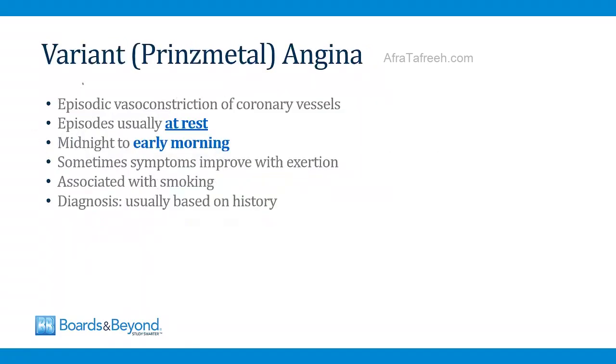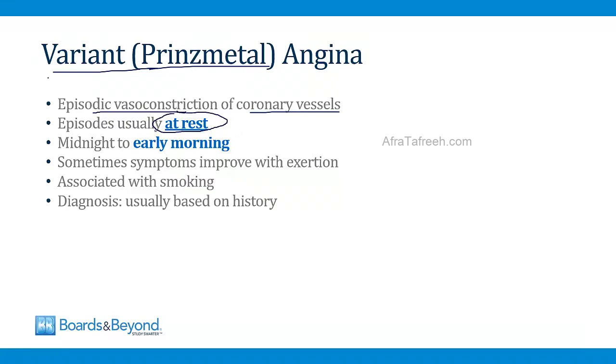So now let's move on from stable angina and talk about what's known as variant angina. It's also sometimes called Prinzmetal angina. Variant angina has little to do with atherosclerosis. It's caused by episodic vasoconstriction of coronary vessels. So these patients will abruptly develop the onset of ischemia and angina-like chest pain. The episodes usually occur at rest, which makes this very different from stable angina. That's why it was originally called variant angina. And classically, the episodes occur from midnight to the early morning. A person who wakes in the morning with angina at rest is a classic presentation of variant angina.